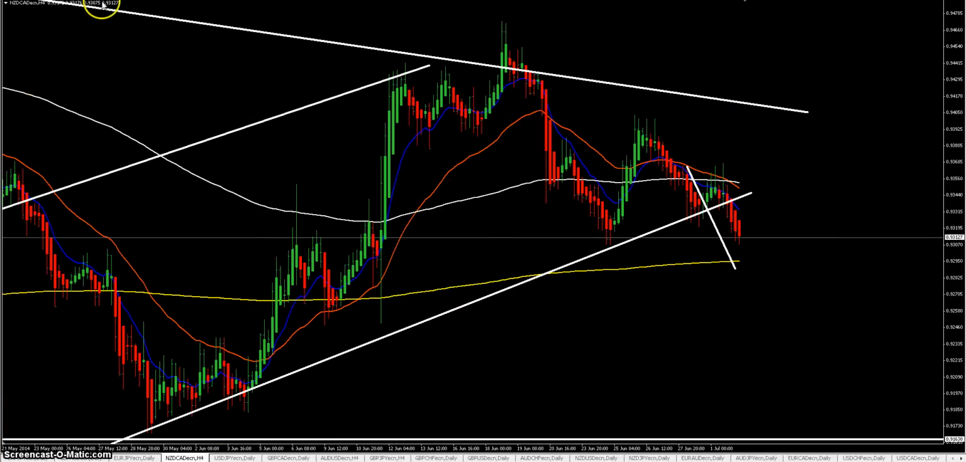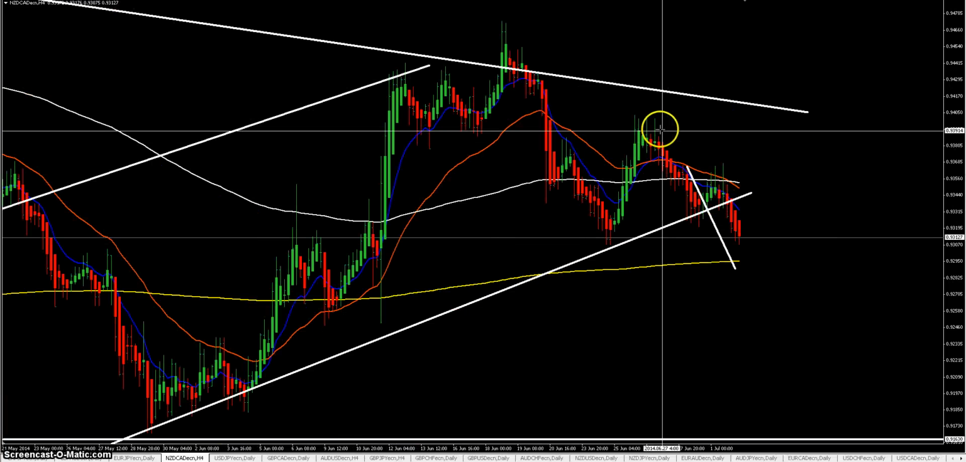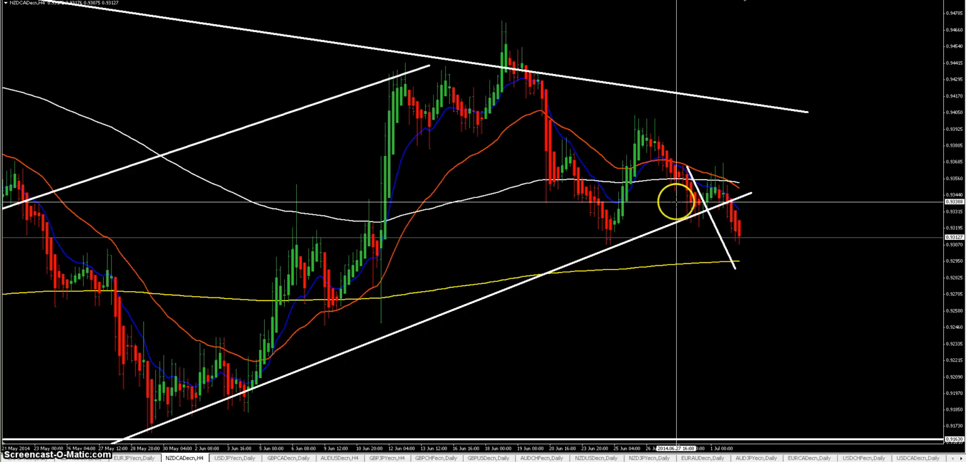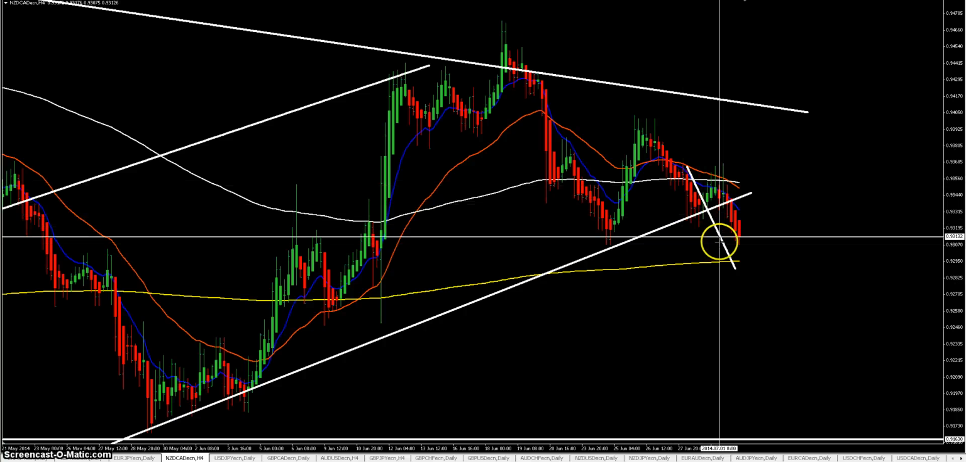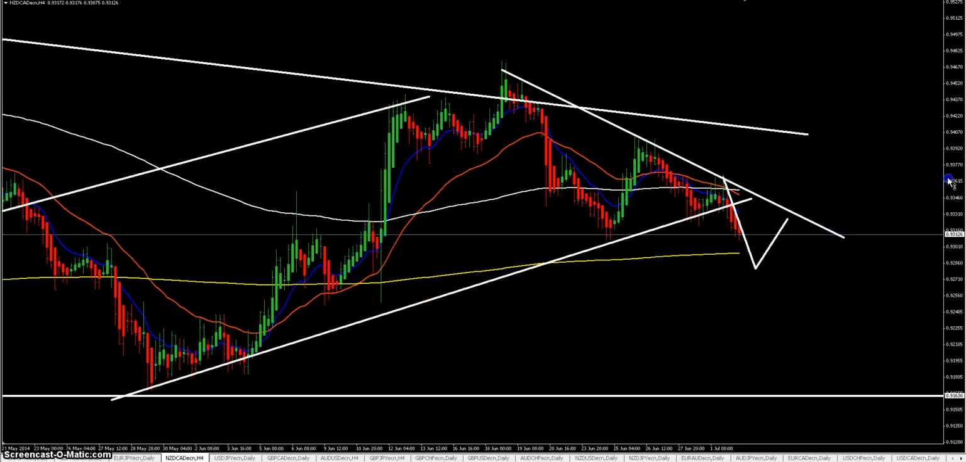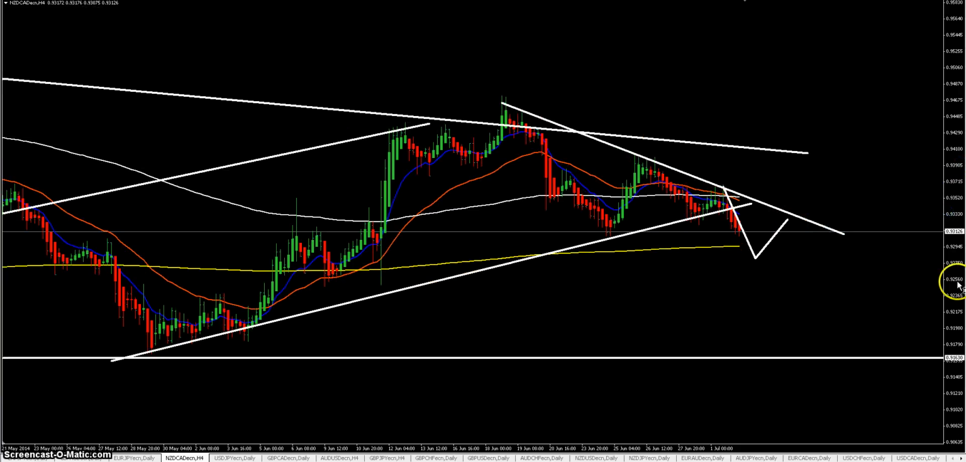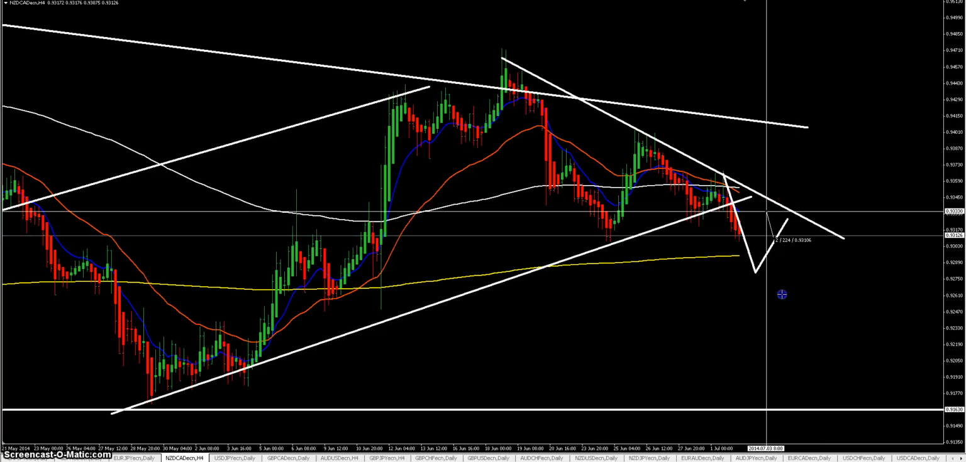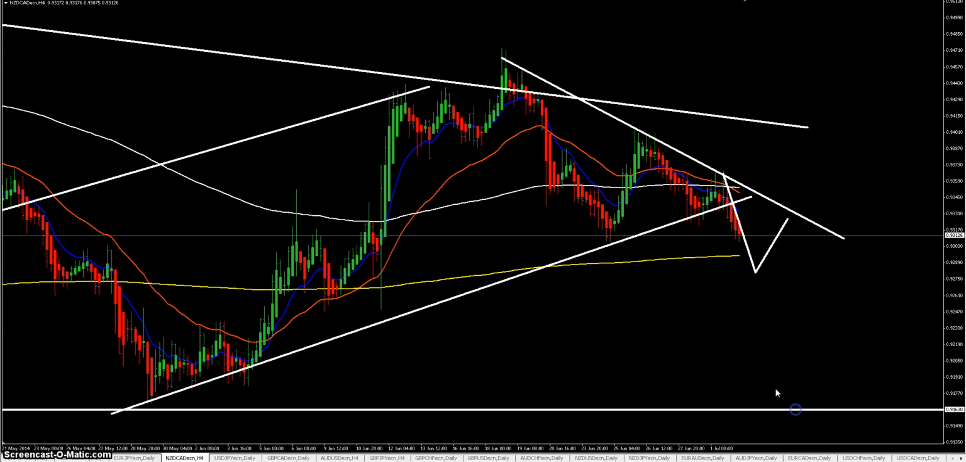For example, on the four hourly we got lower high but not lower low, so it will be good if price creates lower low, retraces back with lower high back to that resistance area, and then if you get confirmation, just target at 170 pips area.